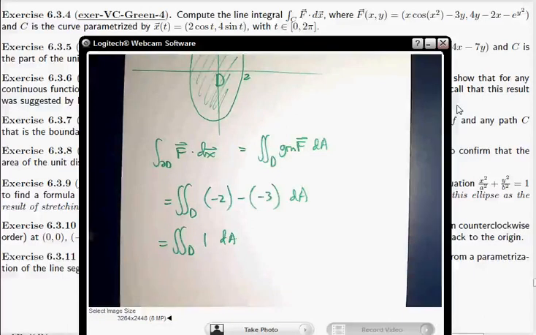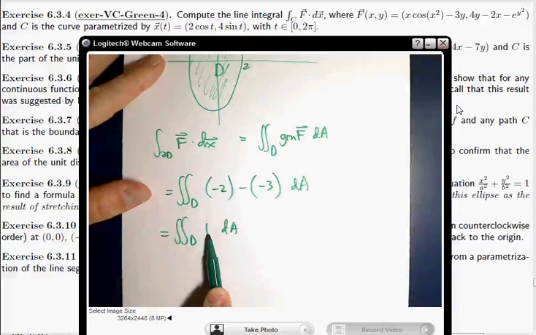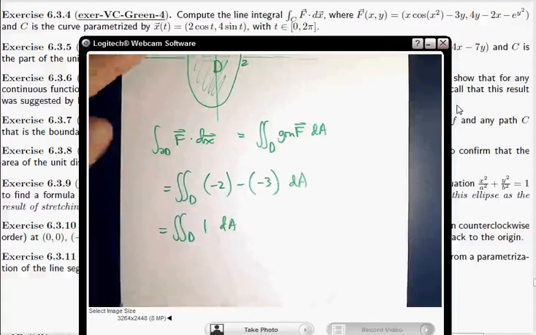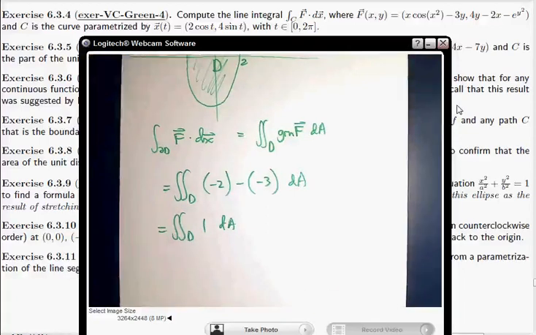So conveniently, the constant factors out. I don't even need to factor it. It's just 1. So this is just the area of that region, and the area of an ellipse is something that we know how to calculate. In fact, there's a problem later on. It looks like 639, exercise 9, has you confirm it.